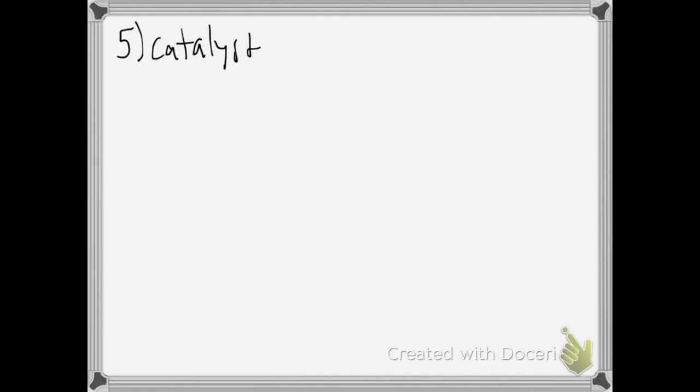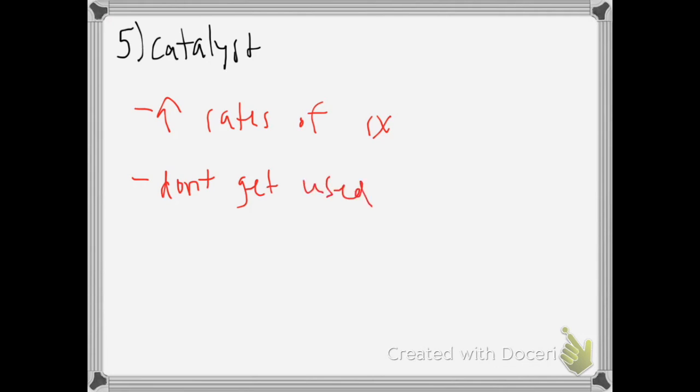Last one, catalysts. These increase rates of reactions, but they don't get used up, and they never make a reaction that wouldn't happen spontaneously occur. So if the reaction wouldn't happen in nature, it's not going to happen. All it does is increase the rates of that reaction occurring.